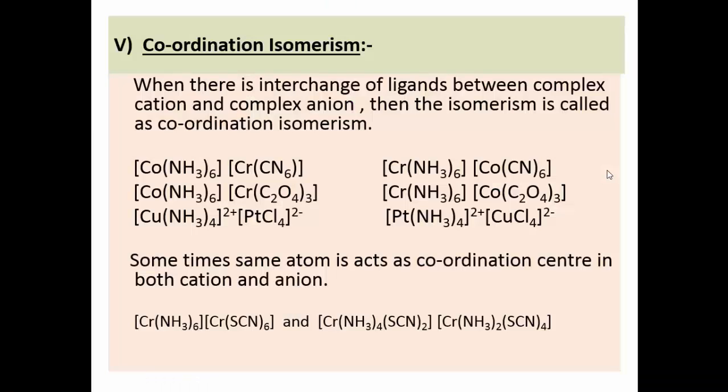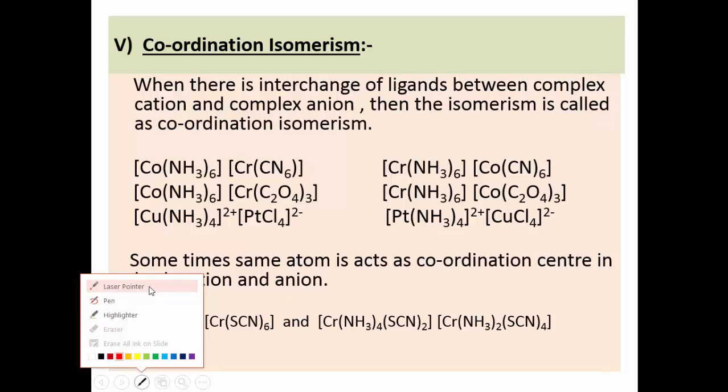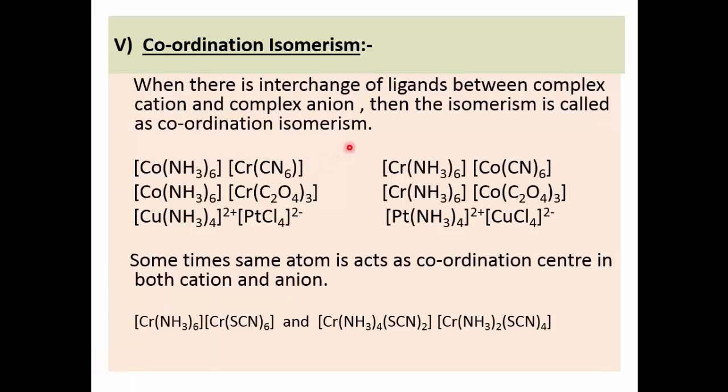So, coordination isomerism. In this isomerism there is interchange of ligands between the complex cation and complex anion. At that time, that isomerism is called coordination isomerism. What is the meaning of this? That means a certain ligand is present in a complex cation and the same ligand is present in a complex anion. Got it? So let us see with the help of an example.